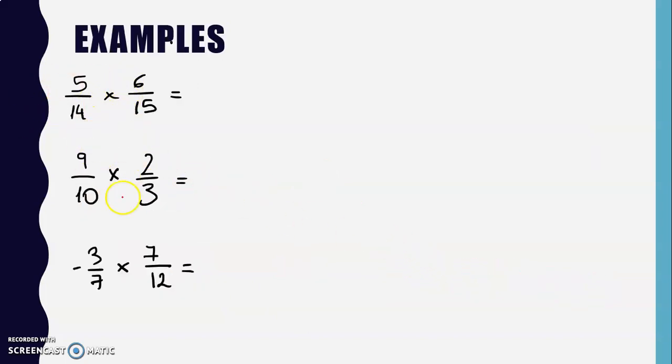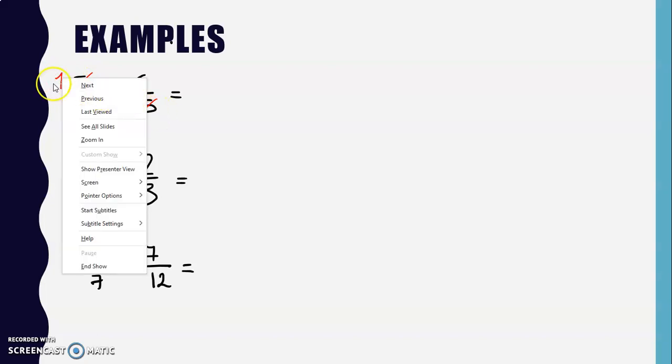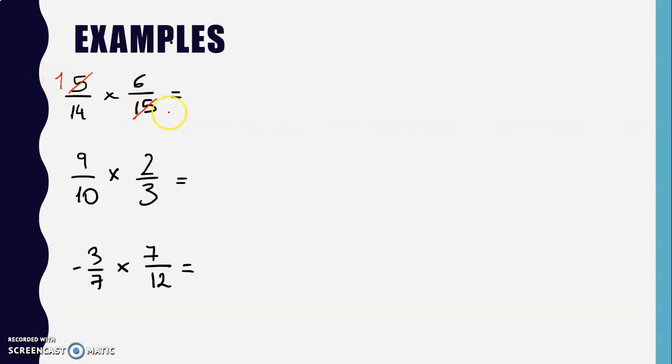Here I have some examples for you. Please feel free to pause the video first and try them yourselves, and then you can just double check your answers. So over here 5 and 15 can be grouped together. Both numbers are divisible by 5. So if I divide 5 by 5, I end up with 1. And then 15 by 5, we end up with 3.